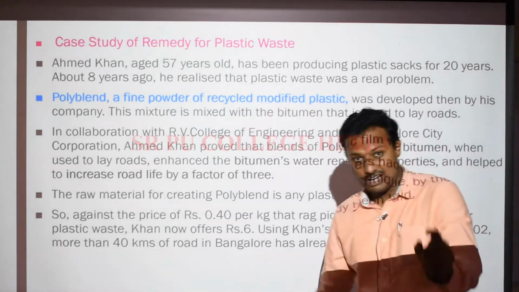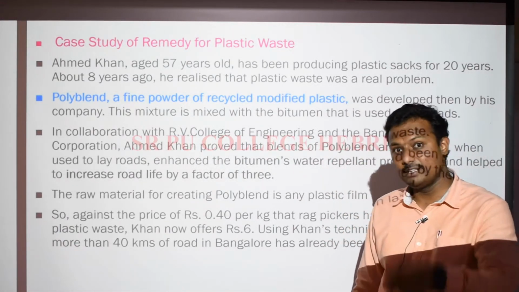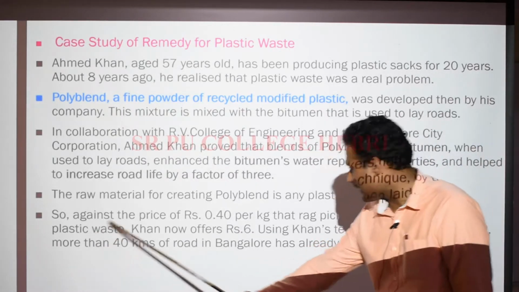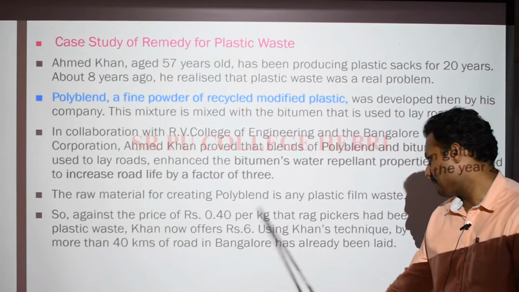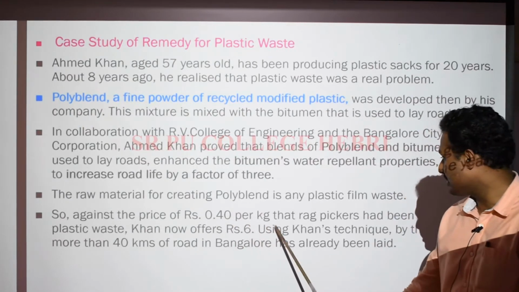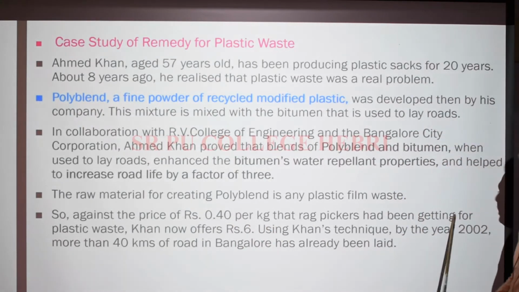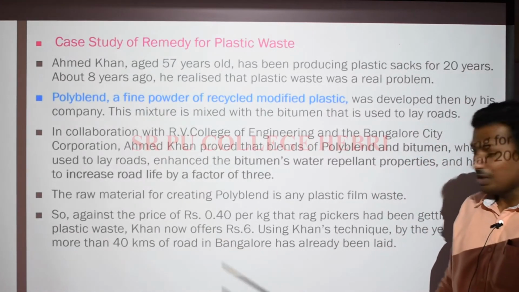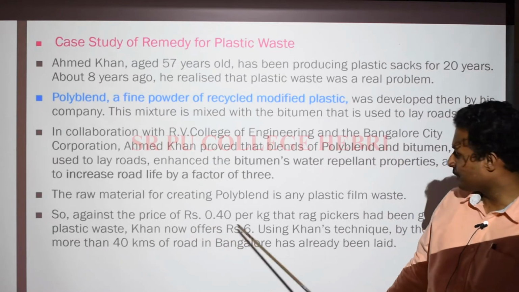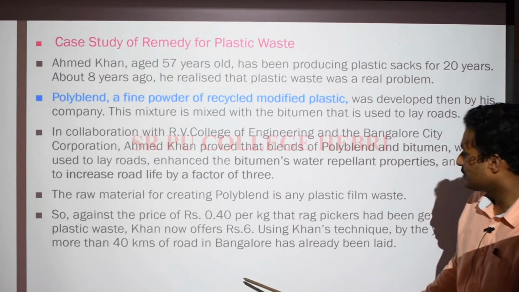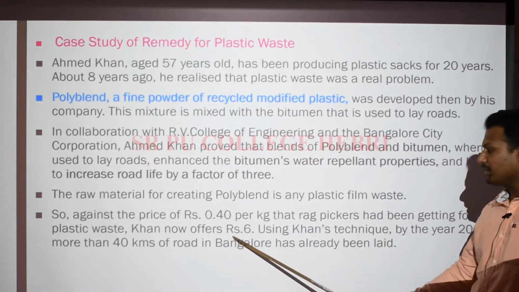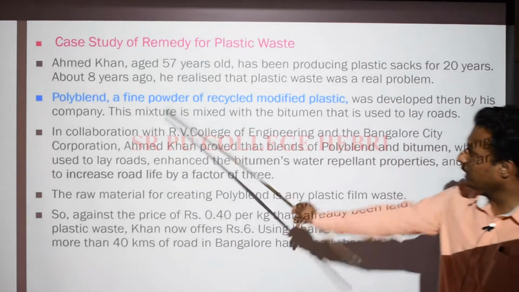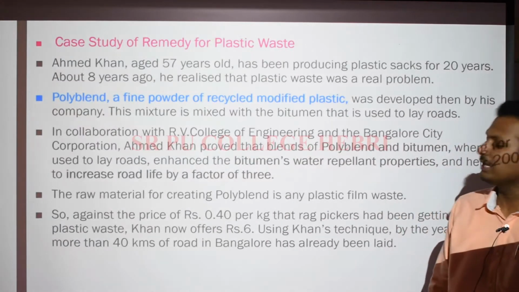So what happened is that the demand for plastic waste also increased. Against the price of 40 paise per kg that rag pickers used to get, now they were getting how much? 6 rupees. It was not even 1 rupee, it was only 40 paise, right? But now it has been 6 rupees per kg. The demand increased because polyblend was put to use in making the roads.